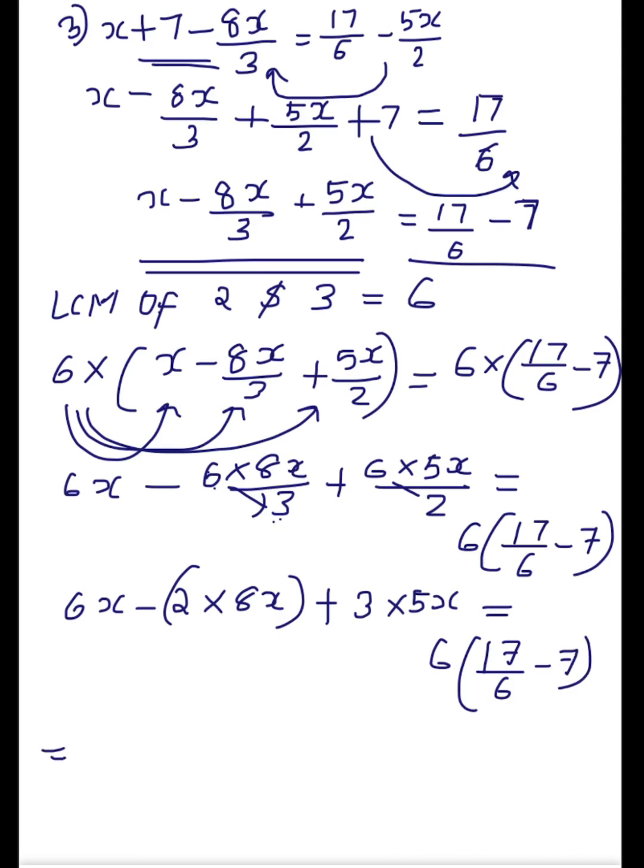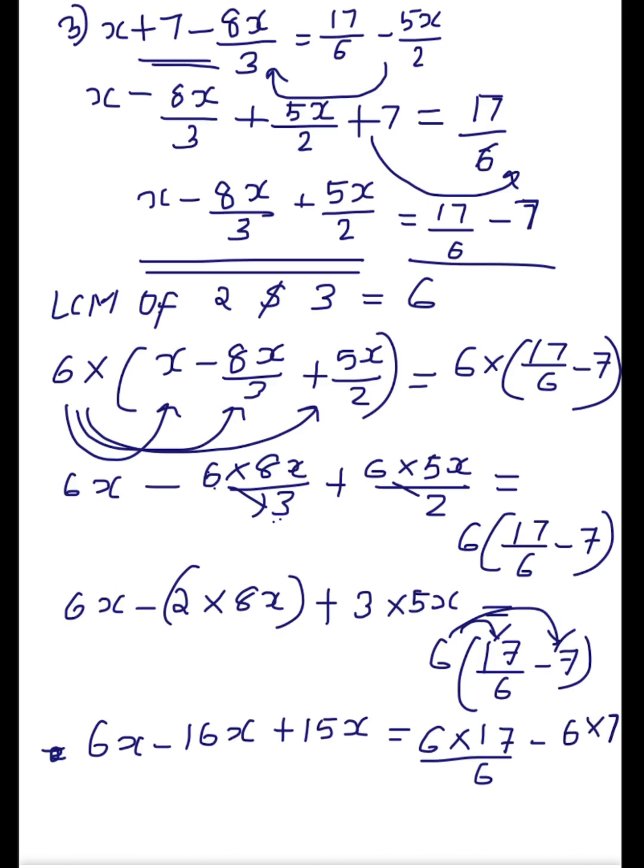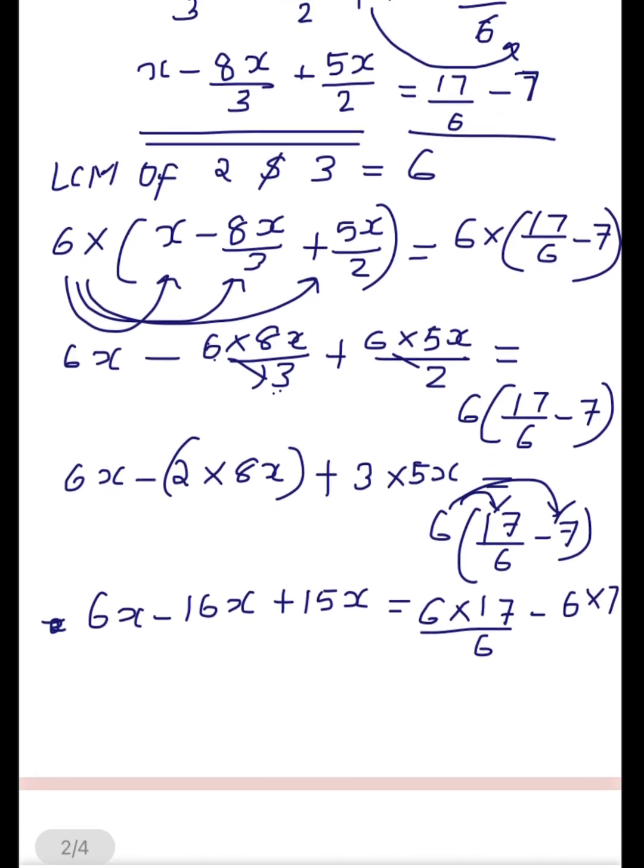Now you can write this as 6x minus, what is 2 into 8x? It's 16x, plus what is 3 into 5x? It's 15x, is equal to, just open this bracket so that you will get 6 into 17 by 6 minus 6 into 7. Understand? Now what is 6x minus 16x? It is minus 10x. Now what is minus 10x plus 15x? Minus 10x plus 15x is 5x.